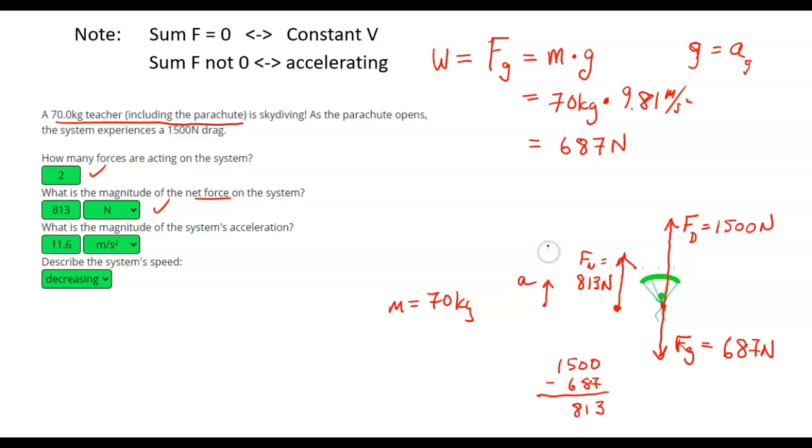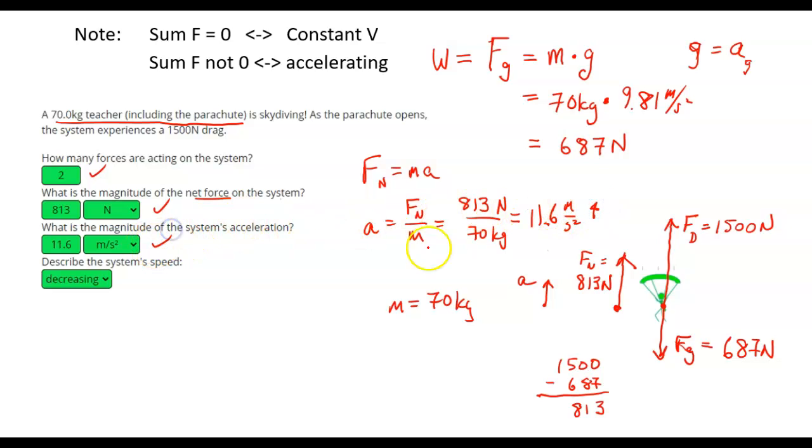Okay, so we know his force is 813. Now we're trying to find this acceleration. What is its acceleration? Well, what is our formula? F net equals ma. Okay, so a equals F net over m. Well, our net force we just figured out is 813. The mass is 70 kilograms. And so we divide those and we get our acceleration, 11.6 meters per second squared in the upward direction.